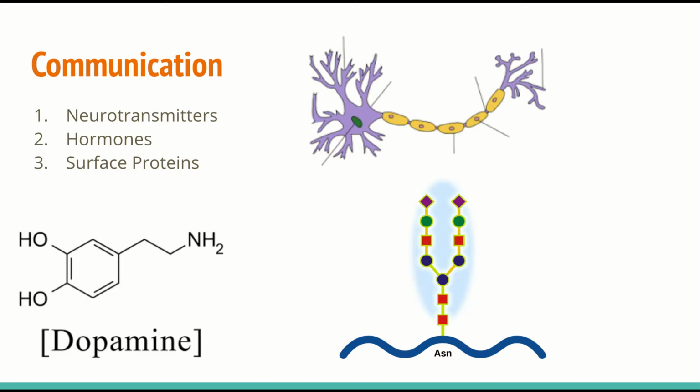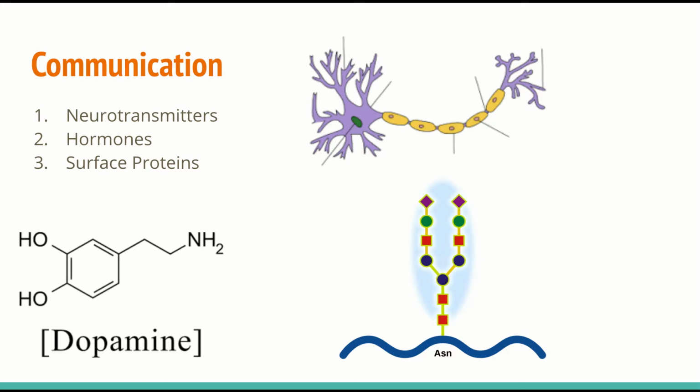Another role of the cell membrane is communication. Cells communicate with each other through molecules and chemicals. For instance, neurons communicate with each other by releasing neurotransmitters over a synapse. Synapses are very tiny spaces between neurons, allowing for quick communication.